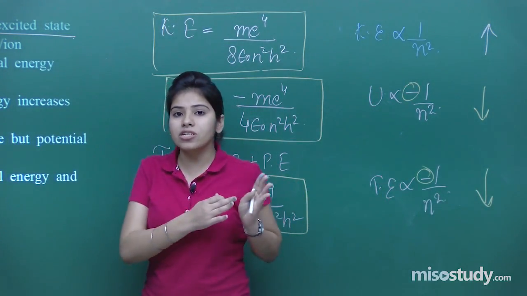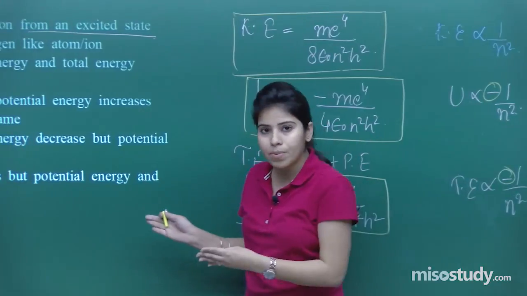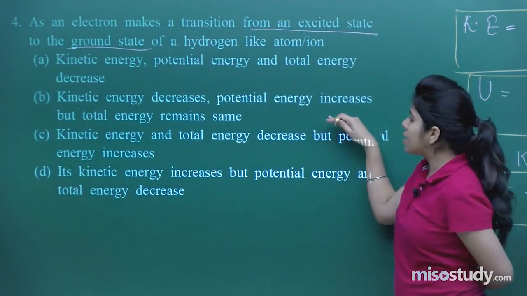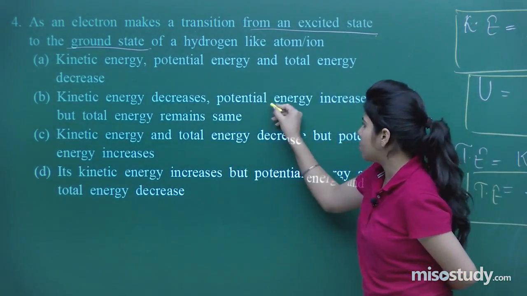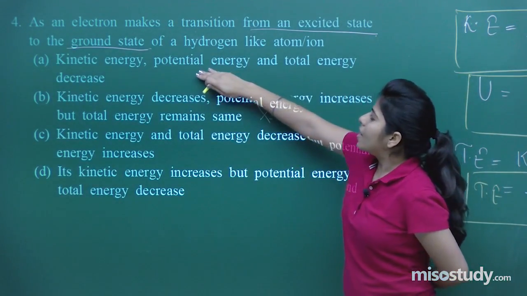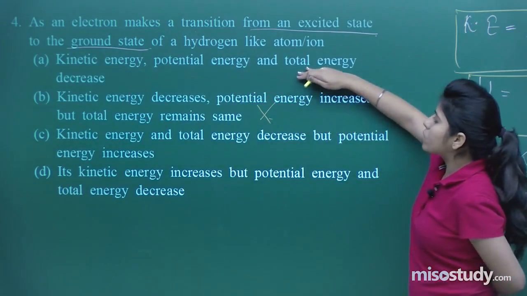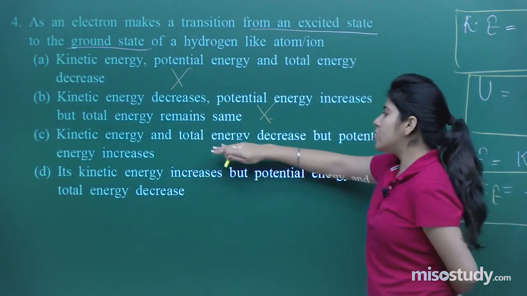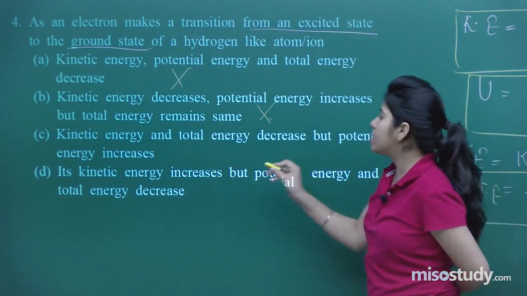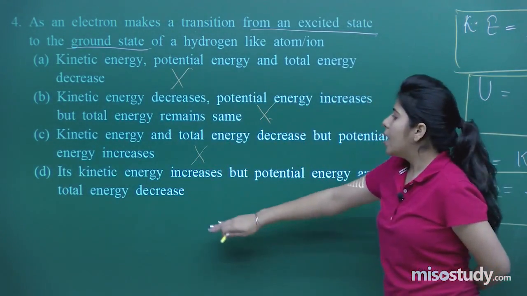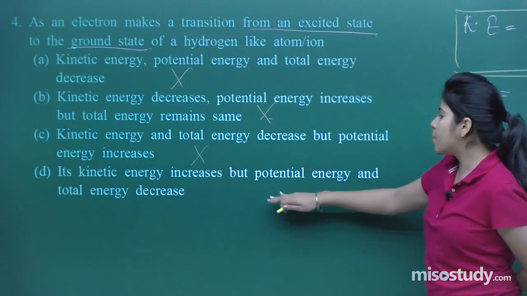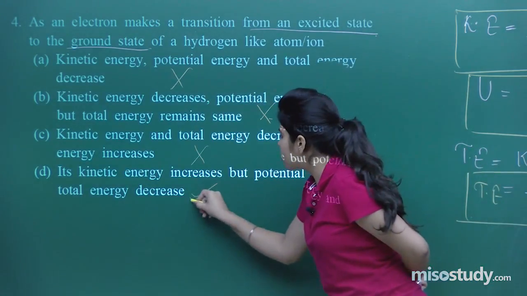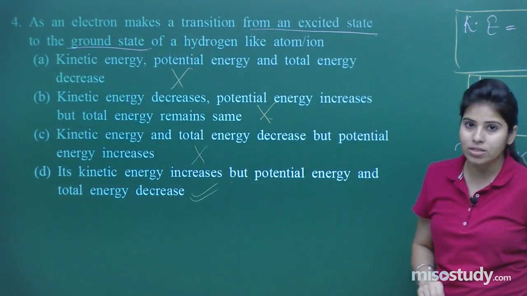So now let me move towards the options available before us. Kinetic energy decreases, potential energy increases, but total energy remains same: wrong option. Kinetic energy, potential energy and total energy decrease: again the wrong one. Kinetic energy and total energy decrease, but potential energy increases: again the wrong one. Kinetic energy increases, but potential energy and total energy decrease: so this option is the correct answer for this question, right?